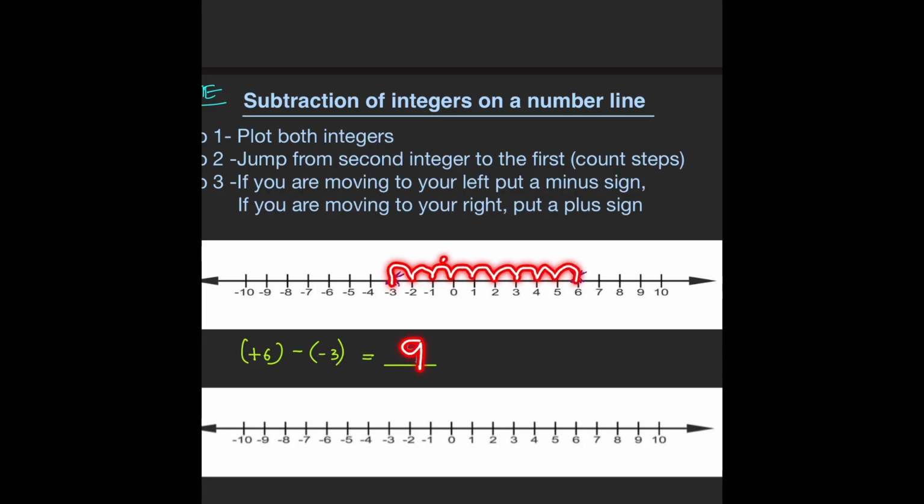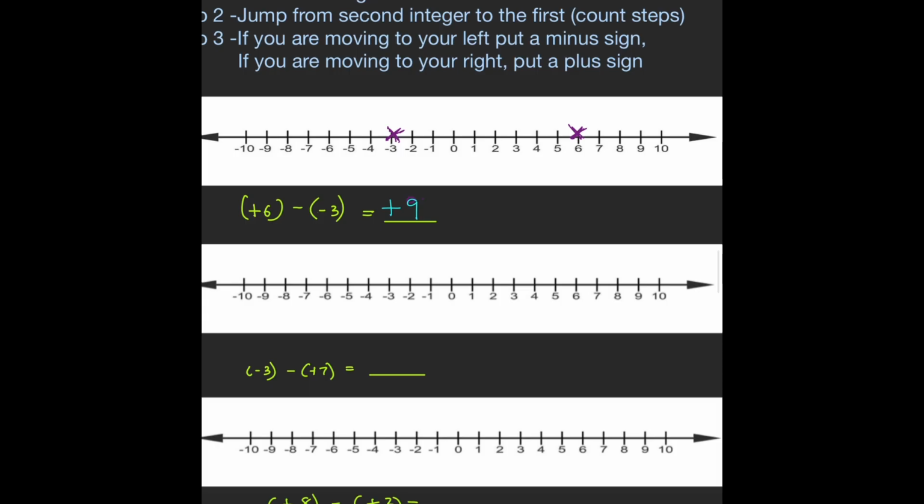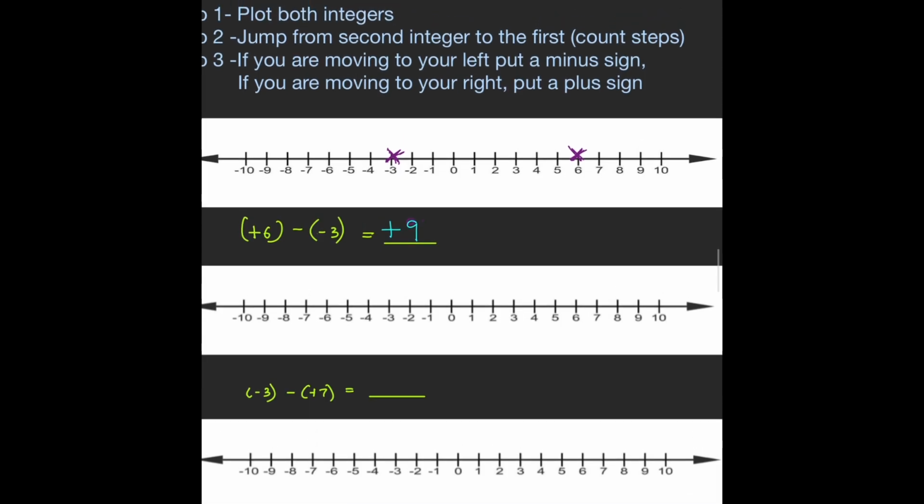9. Did we move towards the right or towards the left? We moved towards the right. When we are moving to the left, put a minus sign. If you're moving to the right, put a plus sign. In this case, we move to the right, so it's going to be positive 9. A little confusing, right? Let me do some more so that it becomes clearer.